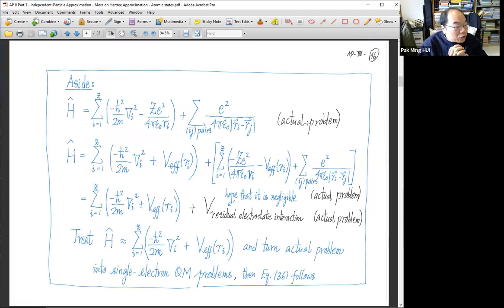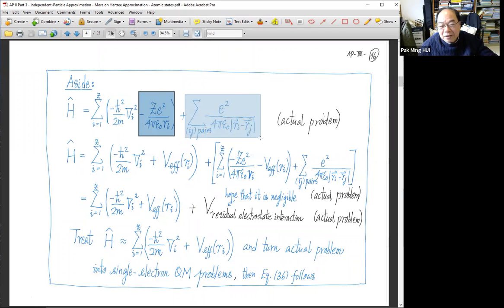Then there was a question from a student about whether we are making such an approximation, this and that. Now, this box, well, optional, is to summarize what we are making in terms of approximation. So for an atom, this is the formal Hamiltonian: all the kinetic energy, all the electrons' attraction to the nucleus, and pair by pair electron-electron repulsion. So this is the actual problem.